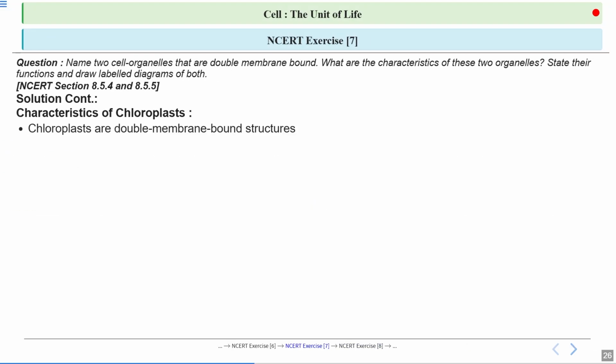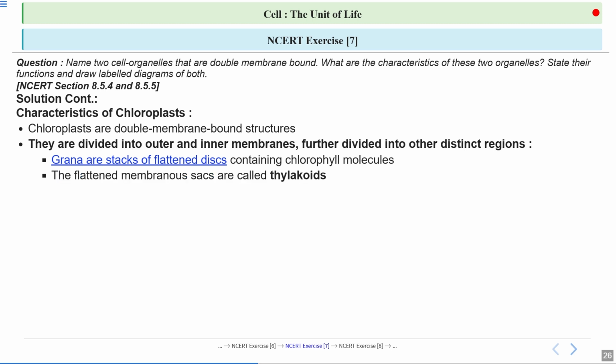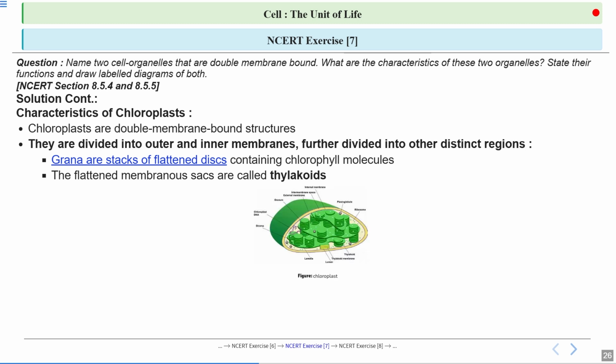The next one is chloroplast. This is also a double membrane bound structure. It has an outer and inner membrane. Thylakoids are present within the chloroplast. Stacks of thylakoids are known as the grana. Thylakoids consist of chlorophyll molecules. Thylakoids are flattened membrane sacs.